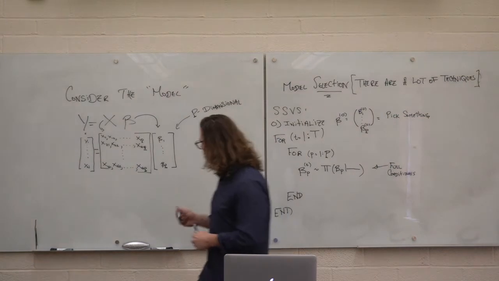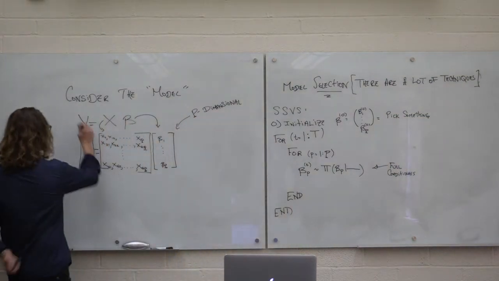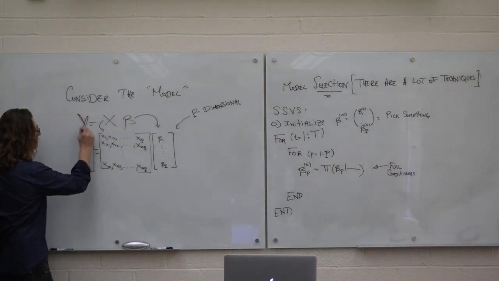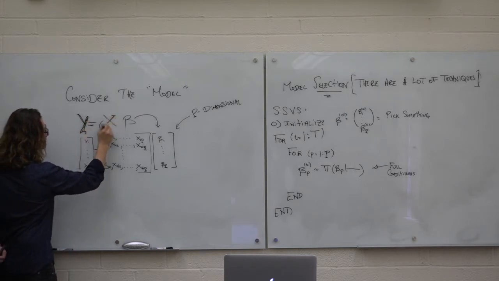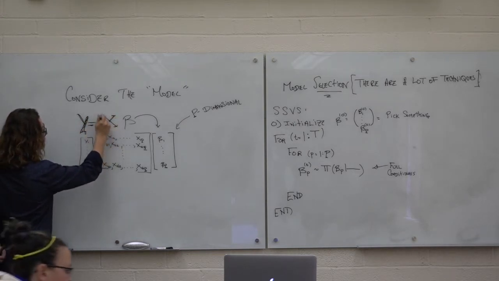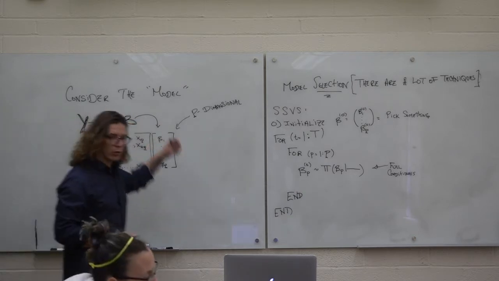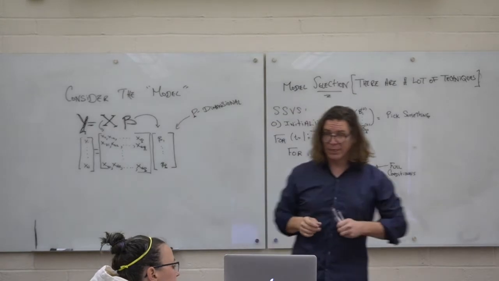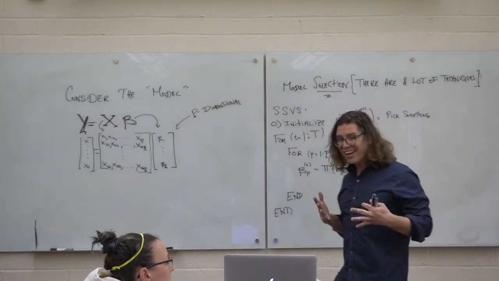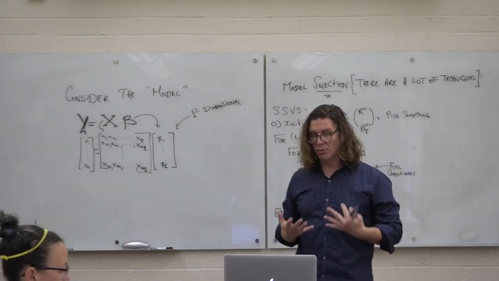So I want you to consider this model. So y is equal to X beta. We've been playing around with this a lot. I put model in quotations simply because it's not like a real model. It's not a physical model.